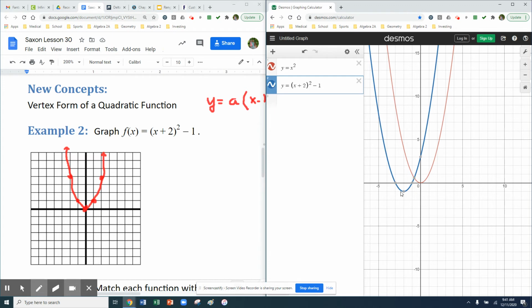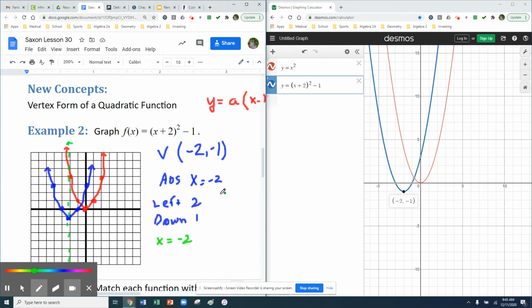Now, when we put in a minus 1, look what happens to the y-coordinate of your vertex. Your y-coordinate is going to be determined by the k value. So there's going to be a shift of left 2, down 1 to get to my new parabola.